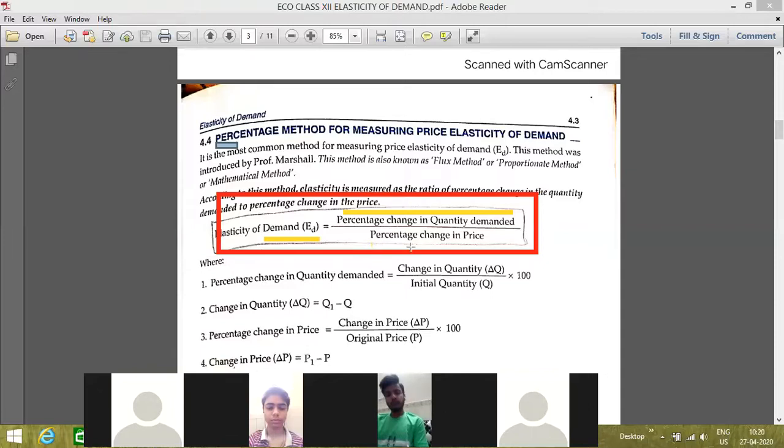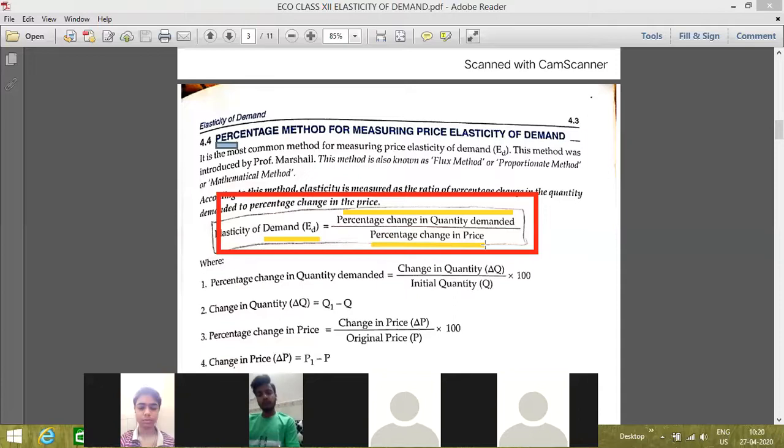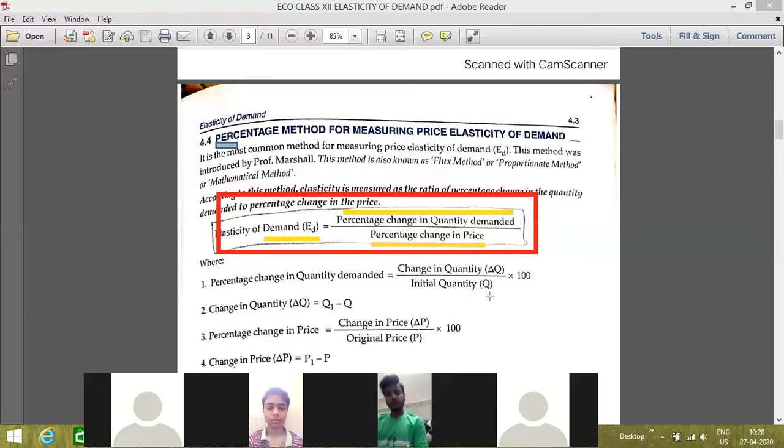Aur uske niche hai percentage change in price, means price mein kitne percent ka change hua, whether the price has been changed by 5%, 10%, or 20%. Ultimately, ED through the percentage method is equal to percentage change in quantity demanded upon percentage change in price, which means due to change in price, what is the resultant change in demand, which will be told by the elasticity of demand. I hope the formula is clear to all. Whenever the question asks to calculate the value of ED by percentage method, or the data is given in percentage, we have to apply this only.